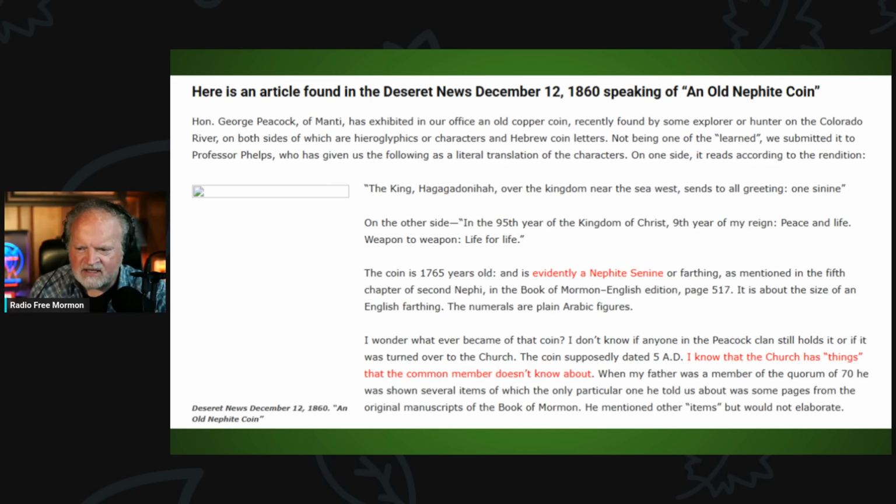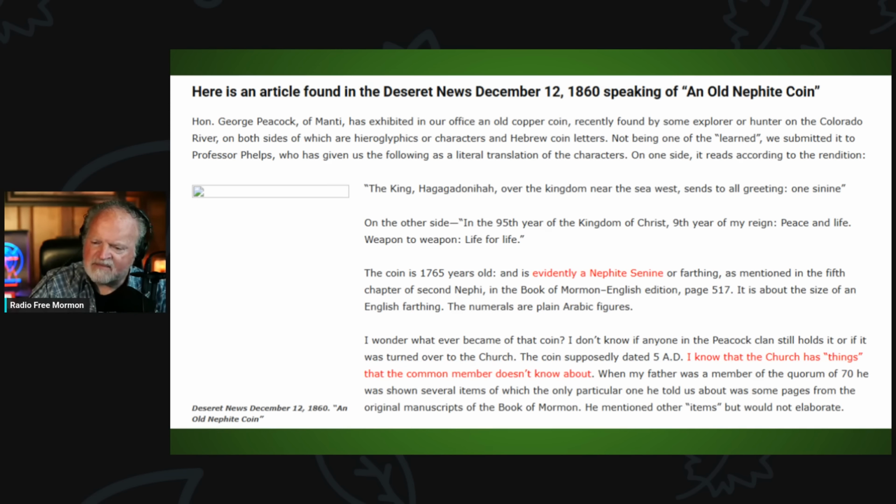In the Book of Mormon, English edition, page 517. Now, honestly, I don't know how 2nd Nephi gets to page 517 in any edition of the Book of Mormon, because it's Alma 11. But regardless, it is about the size of an English farthing. The numerals are plain Arabic figures. So there's Arabic. This is how he's able to decipher it, Arabic. And apparently in Arabic, it says all these very Book of Mormon-y things.